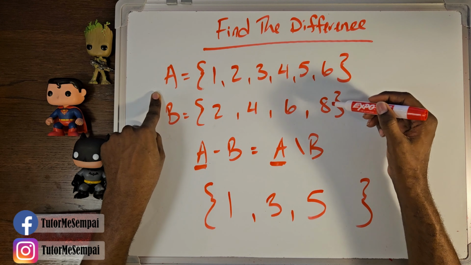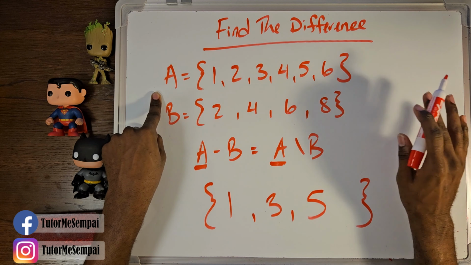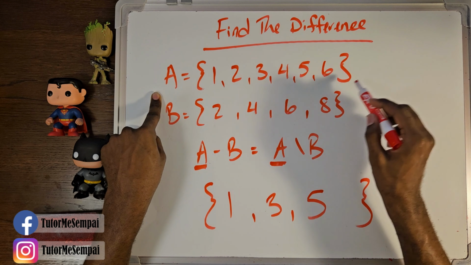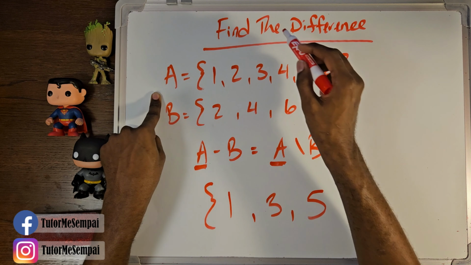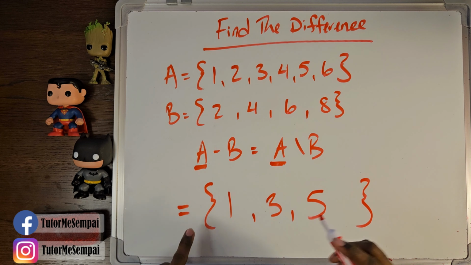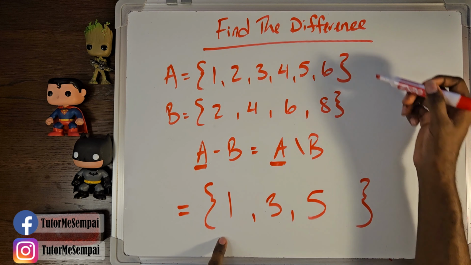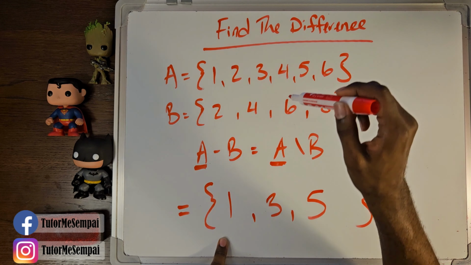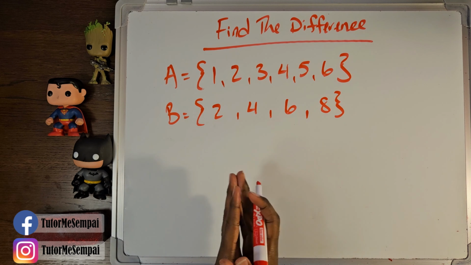And notice we don't even look at 8. It doesn't come into play because our leading set is A. We're only focusing on all the elements in A. And if they exist in B, we're removing it. So our final set is going to be the set 1, 3, and 5. That's what A minus B or A slash B is going to equal. The set 1, 3, 5. And it's going to be pretty much, like I said, everything that's only in A and not in B. So that was how you found A minus B.